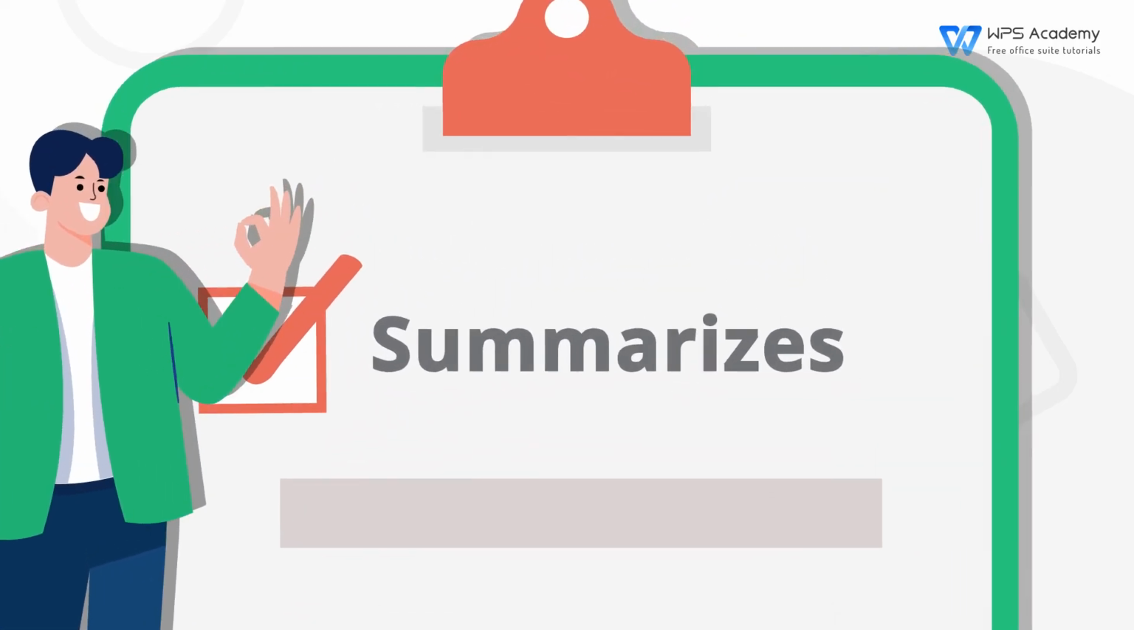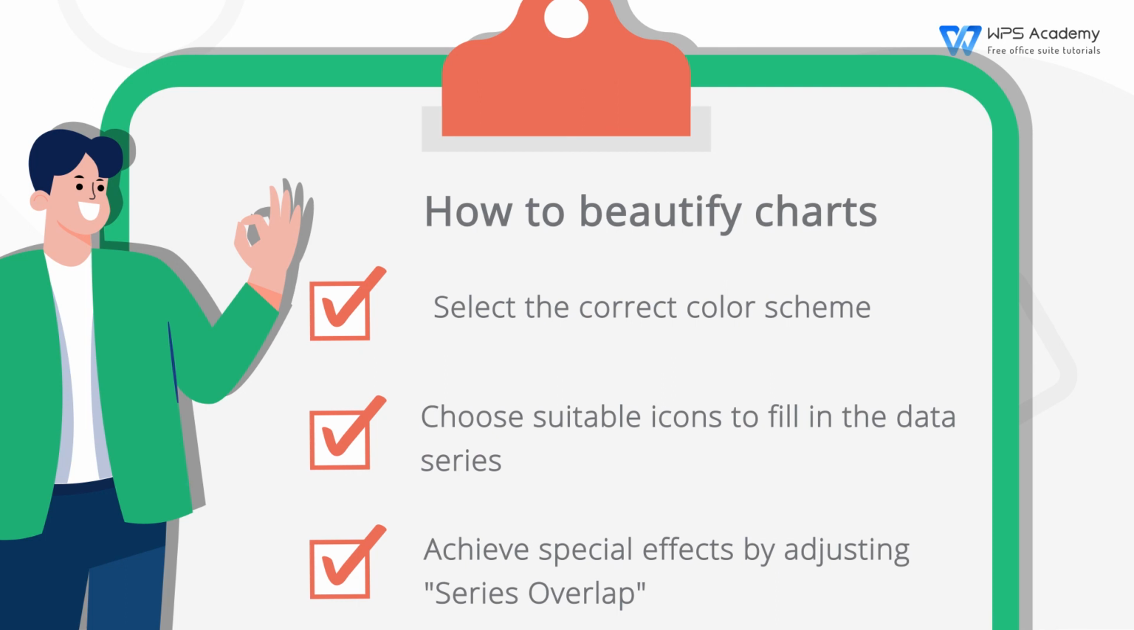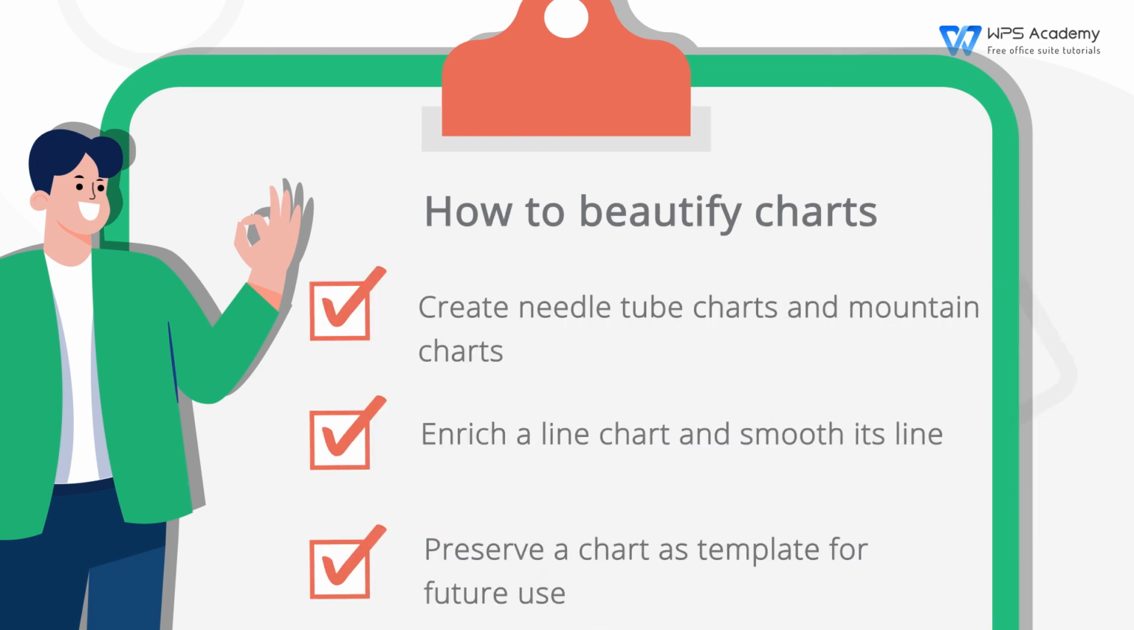The end. In this lesson, we learned how to beautify charts in 3 cases. You can start from 3 aspects. First, select the correct color scheme. We can download color schemes from color matching websites. Second, we can choose suitable icons to fill in the data series and make it interesting and vivid. Third, we can achieve special effects by adjusting series overlap and create needle tube charts and mountain charts.